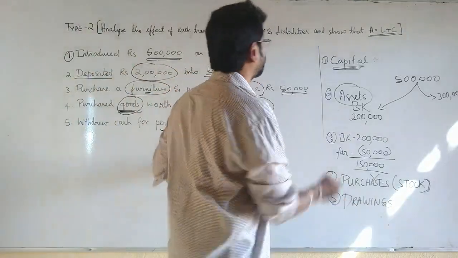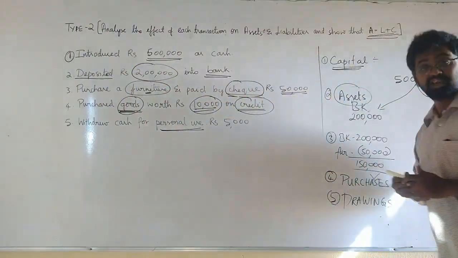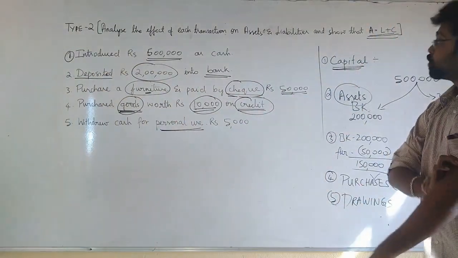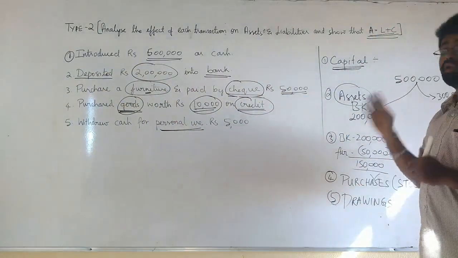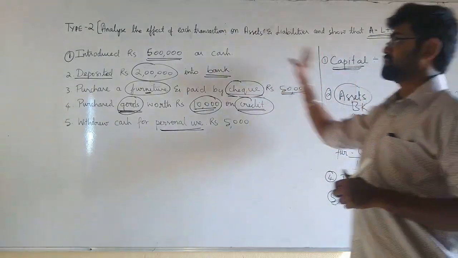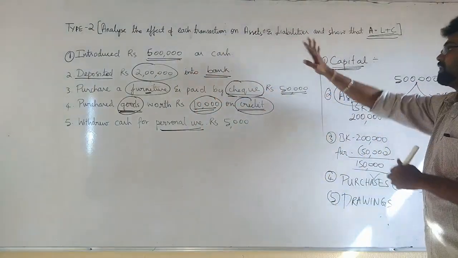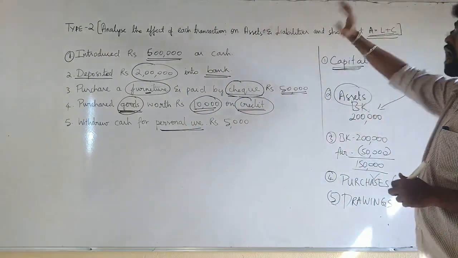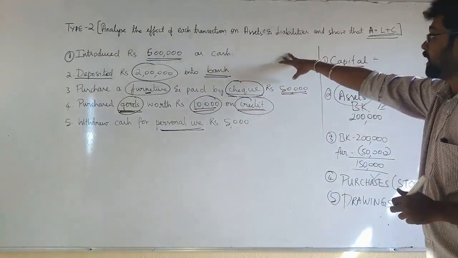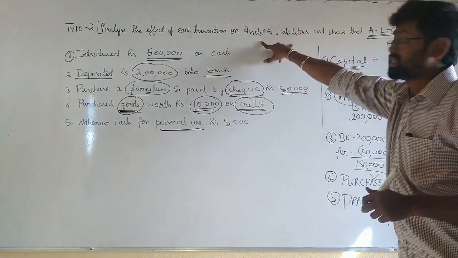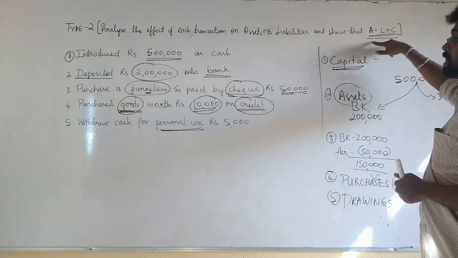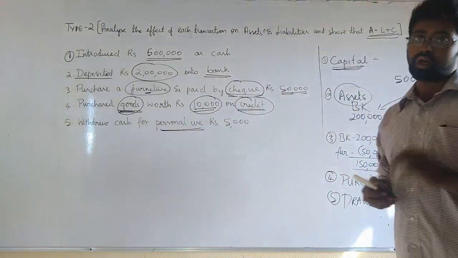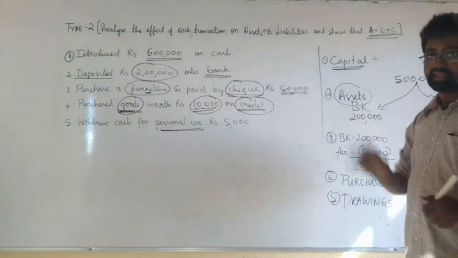Now we will prove A is equal to L plus C, that is, assets is equal to liabilities plus capital. In order to prove this, I would want to erase the entire thing written here, and I'll show you how after each transaction is analyzed, what the effect on assets and liabilities is, and how assets will always be equal to liabilities plus capital. So I'll be erasing this now.